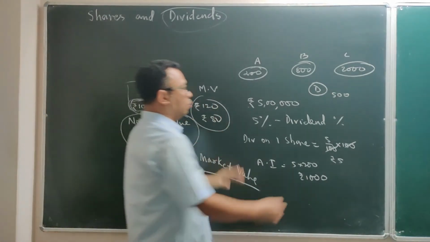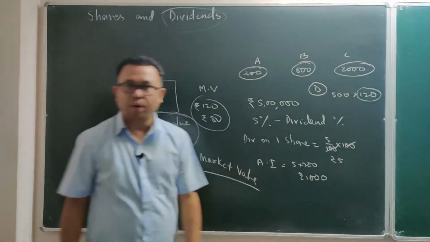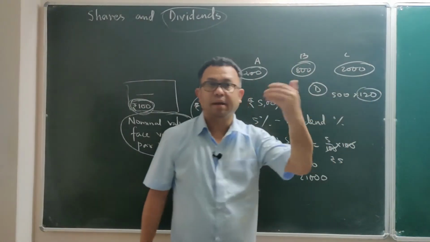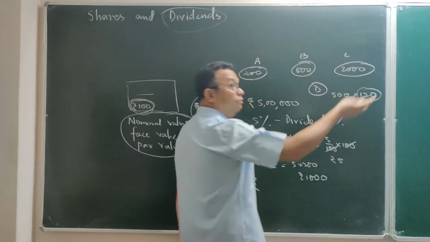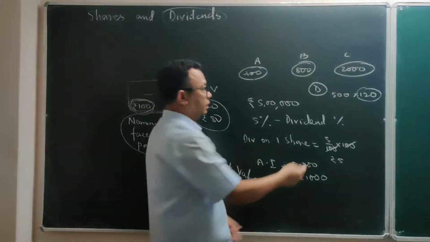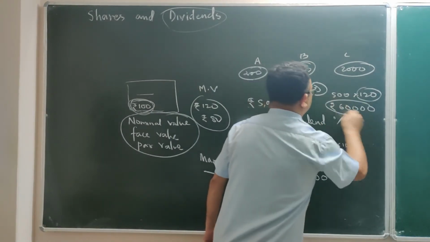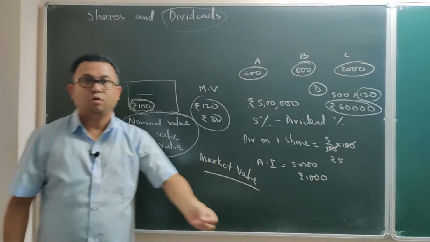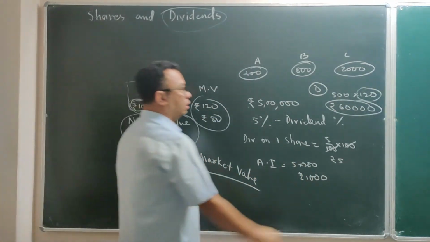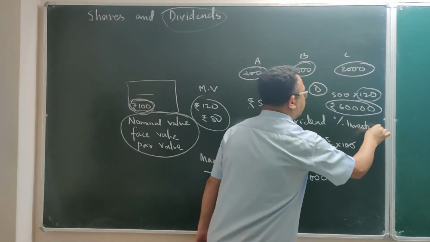Let's take 120 into 500. So for one share he has to pay 120 and he is interested in buying 500 shares. Now the total money that he has to invest, that he has to put to buy the share, is rupees 60,000. So the money that he puts to buy the share is called investment. This money is called investment.